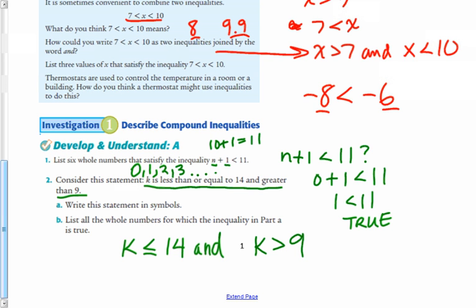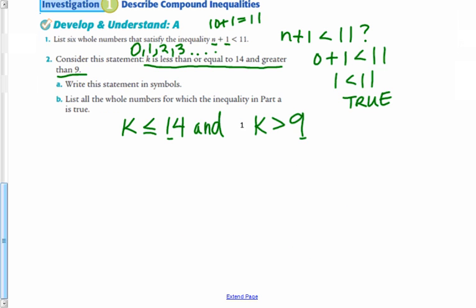Okay? Now, since this number is smaller than this, I can write this as a compound inequality. So this would actually shorten what I need to do by a little bit. And I can write K is greater than 9 is the same as saying 9 is less than K. So 9 is less than K. And K has to be less than or equal to 14. So I can put it all into 1. All right?